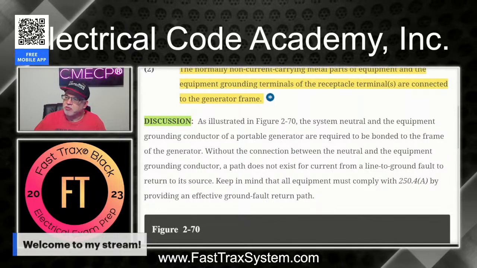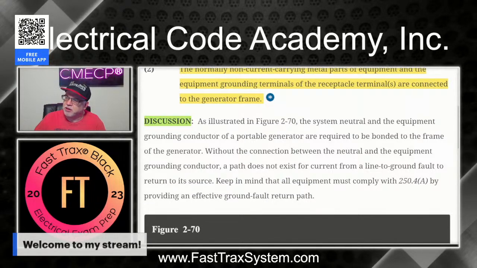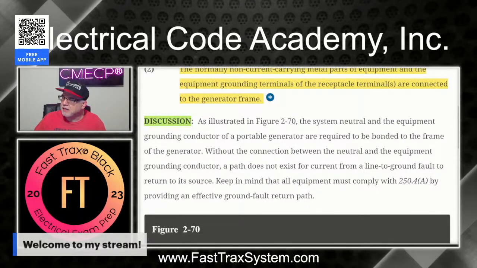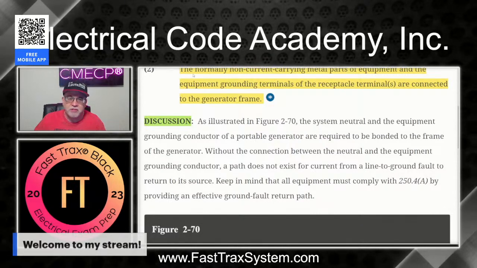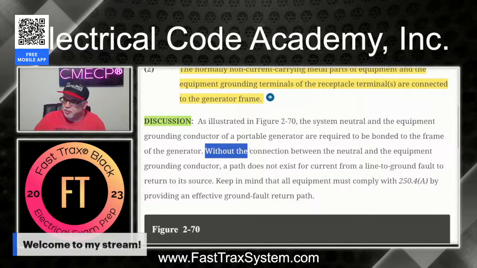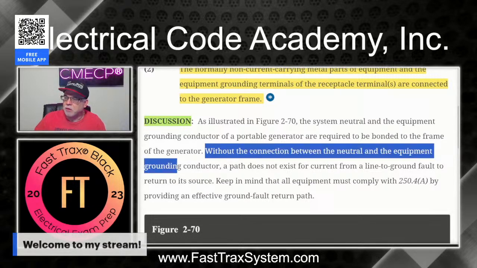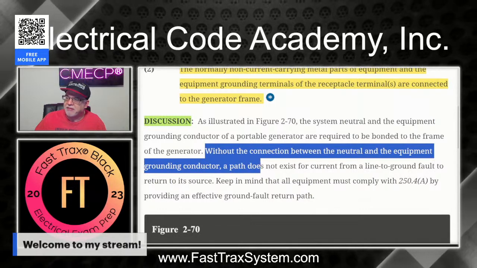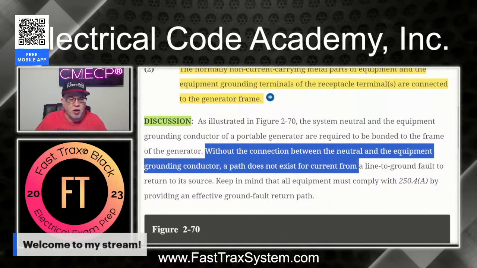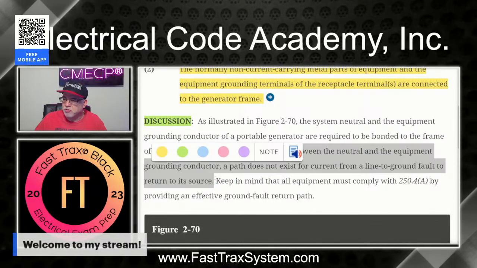So let's look at it here. As illustrated in figure 2-70, which is down here, we'll see in a minute, the system neutral and the equipment grounding conductor of a portable generator are required to be bonded to the frame of the generator. It's what it said up here in item number 2. Now, without the connection between the neutral and the equipment grounding conductor, a path does not exist for current from a line to ground fault to return to the source.